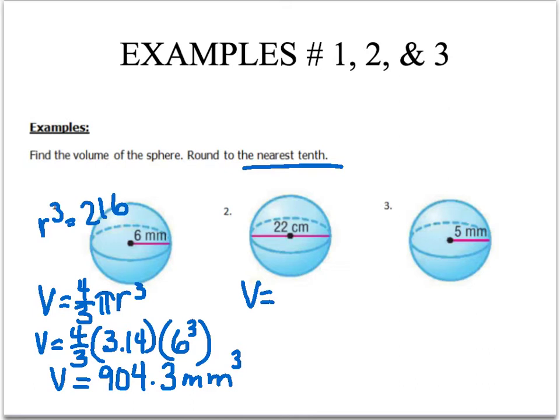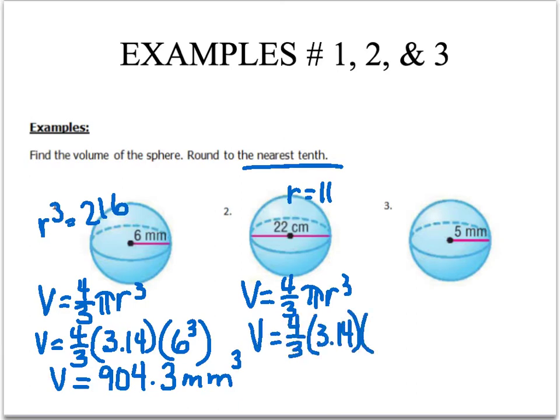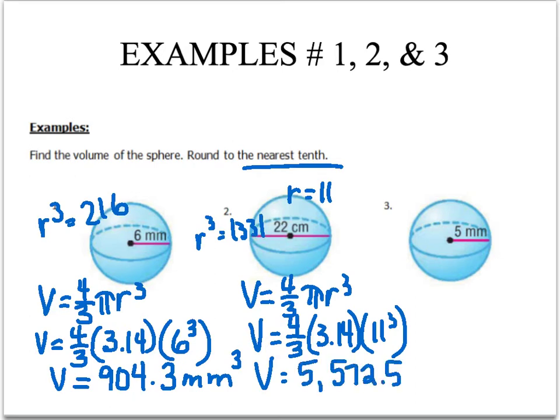So number 2 gives us the diameter, but I'm always using the radius. And the radius is half of the diameter. So the radius for number 2 is 11 centimeters. So I have 4/3 times 3.14 times 11 to the third power. And 11 to the third power gives me 1,331. And so my volume is 5,572.5 cubic centimeters.